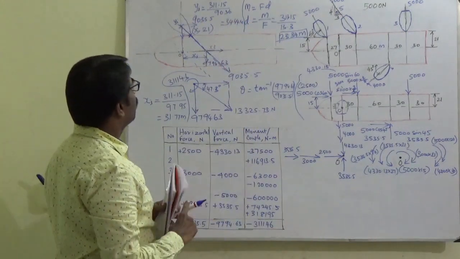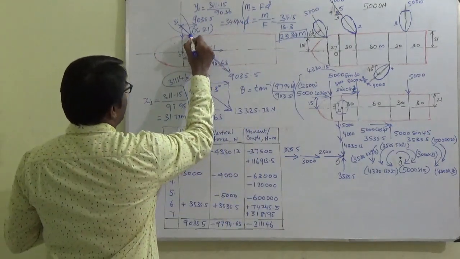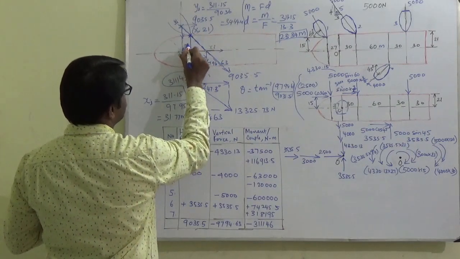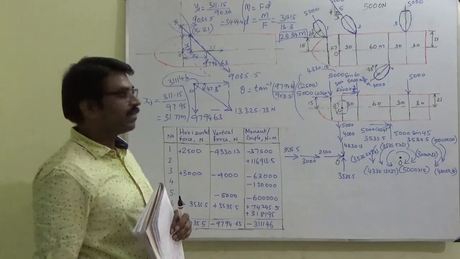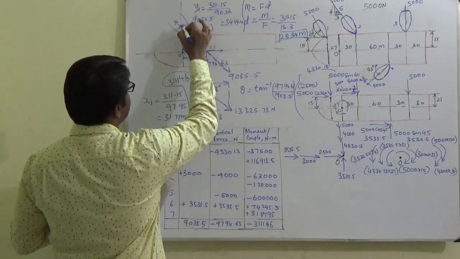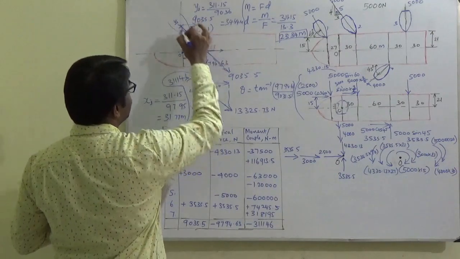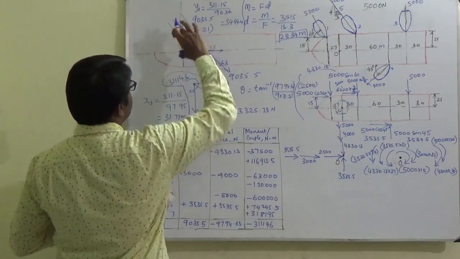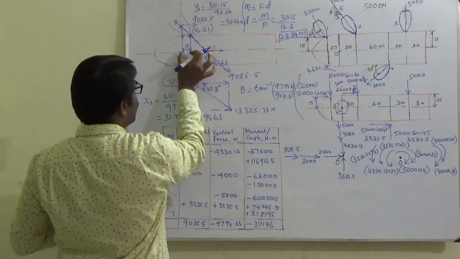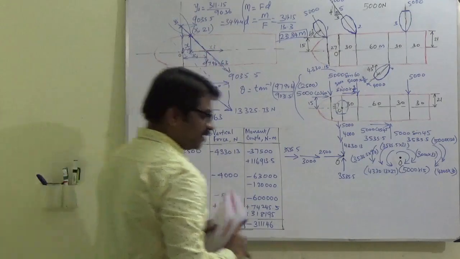Okay, now actually I need only this distance. This is my x distance. I need only this, right? So you can use similar triangle. This is a triangle, this is a triangle. Okay, you know this distance, you know this distance, and you know this distance, so you have to find out only this distance.